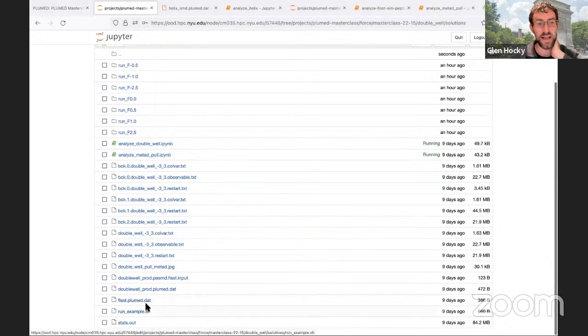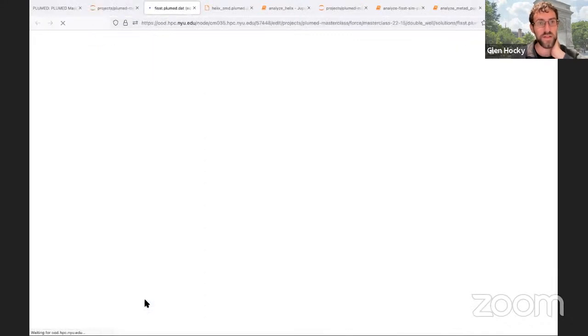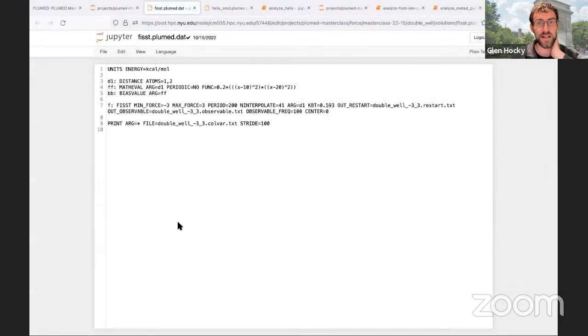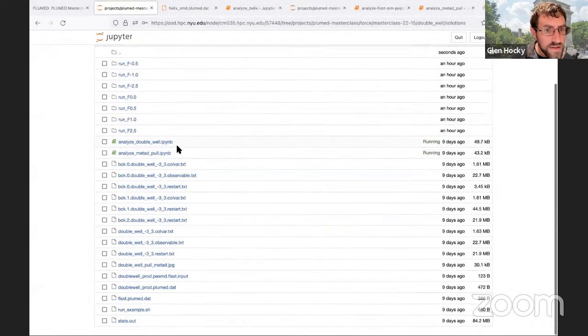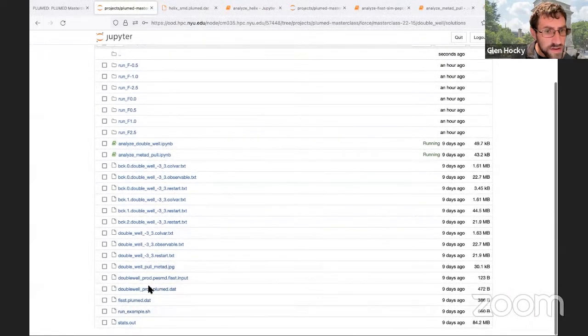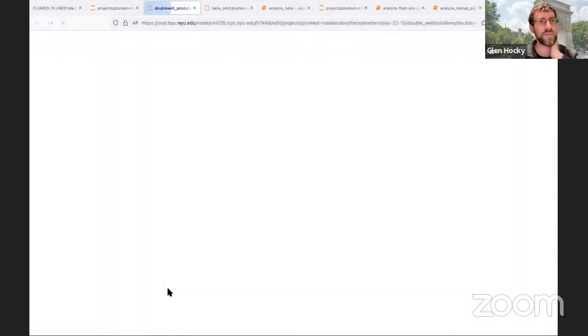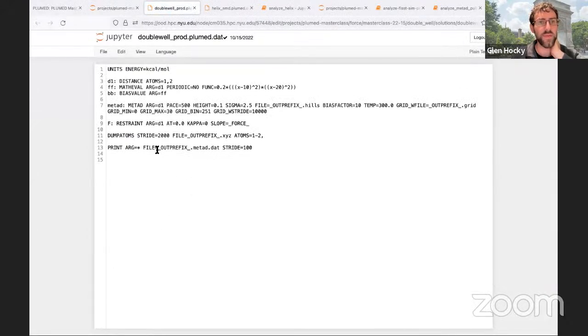The point is that I assigned you to take the restraint command and apply a force by changing this slope parameter. That applies a constant force in the plus or minus direction.